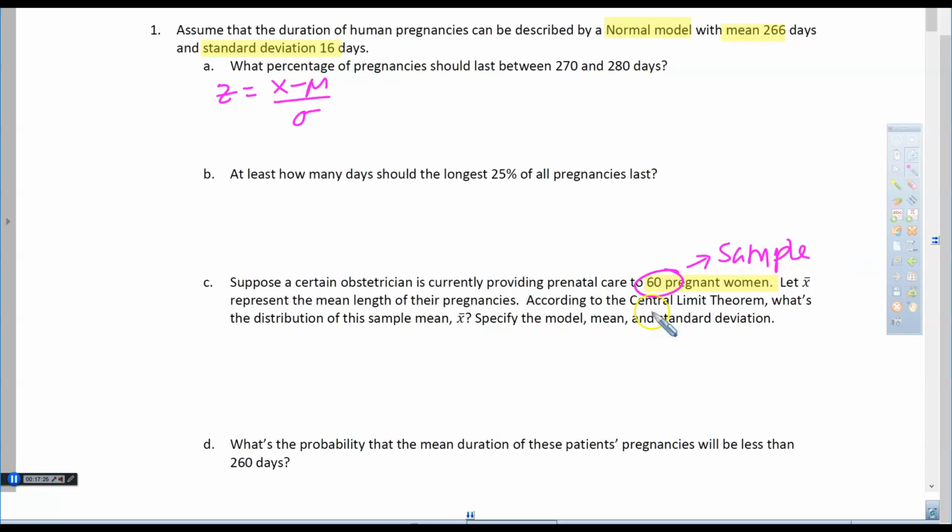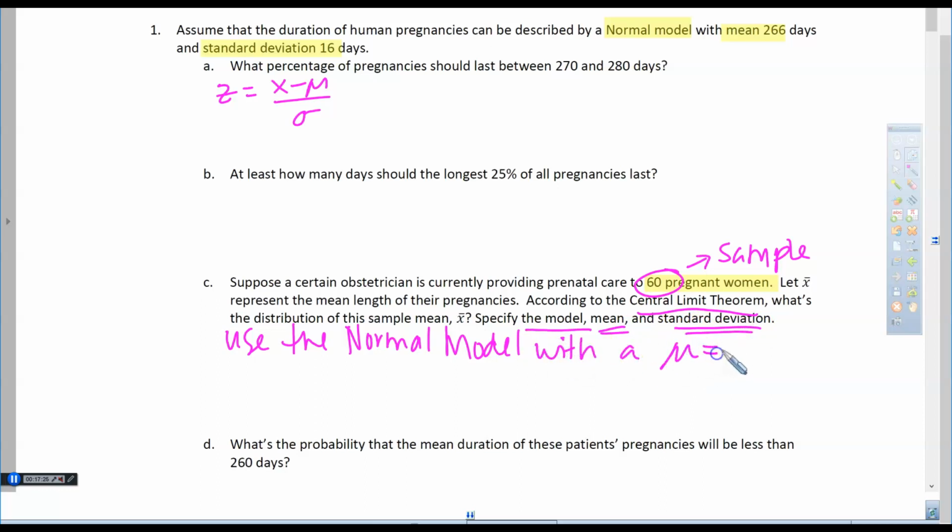So then we can say the central limit theorem tells us that we can use the normal model. So we have to specify the model. We're going to say use the normal model. I kind of just said the conditions, but you definitely want to write them down. So we can use the normal model, and it says calculate the mean and standard deviation.